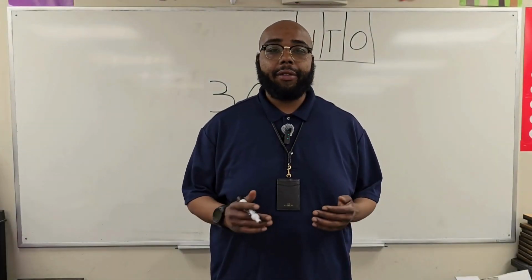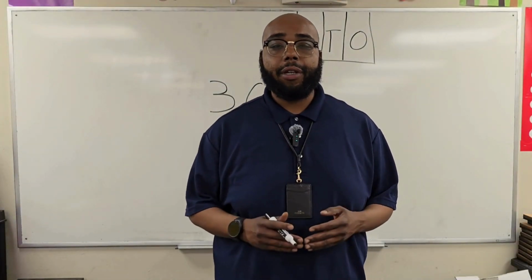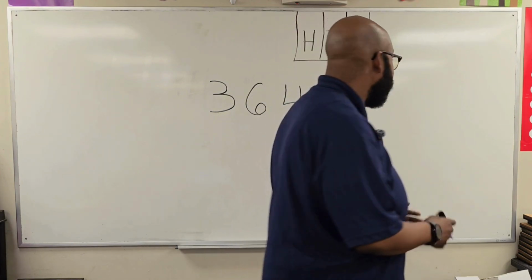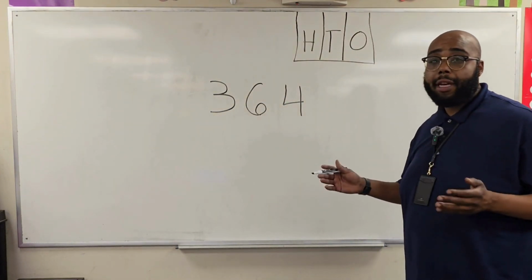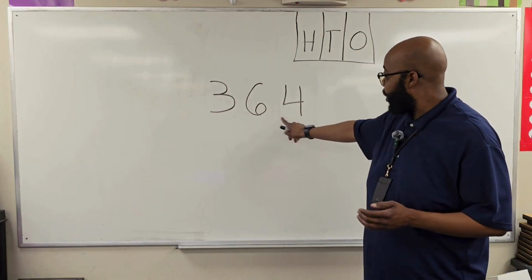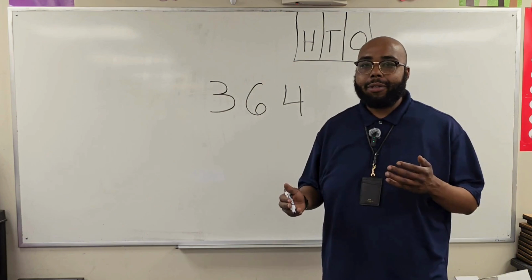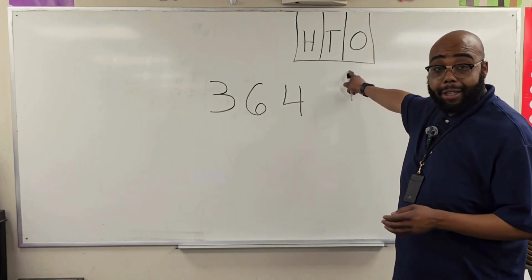We have the number 364, and we want to round 364 to the nearest 100. Okay, so let's go ahead and see that. So first, you have to determine which number is in the hundreds place. Is it the 4? Is it the 6? Or is it the 3? And you might say, I don't know, Mr. Ever, I'm kind of confused. That's how we made our cheat code up here.